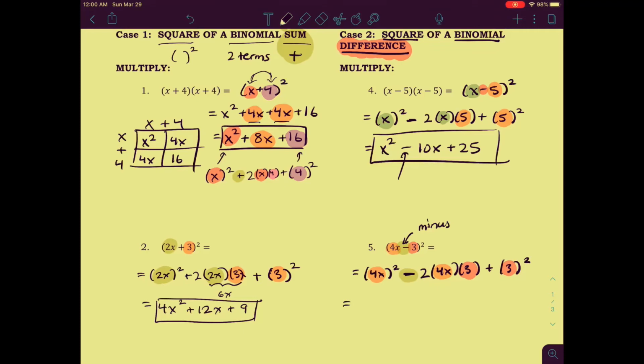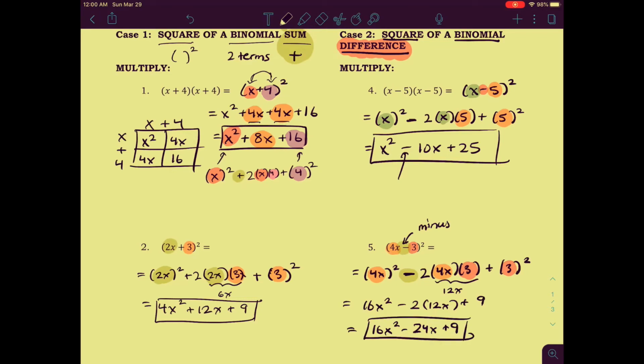And so when you carefully multiply this out, 4x times 4x is 16x squared. Minus, here I'm going to break this up into 2 steps. 4x times 3, that's just 12x. So we're going to have 2 times 12x, plus 3 times 3 is 9. If you carefully simplify this out, you'll get 16x squared minus 2 times 12x is just 24x plus 9. And this is going to be your final answer.